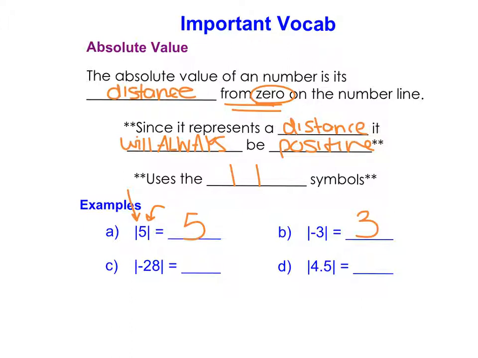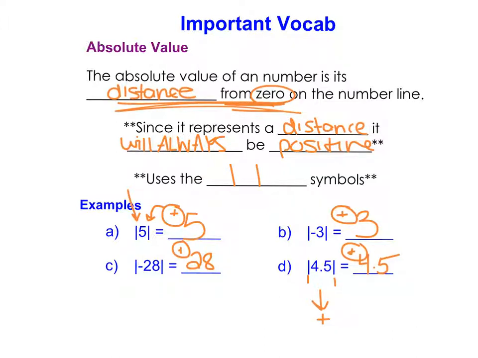It is distance from 0. Letter C, we have the absolute value of -28. That is 28 units from 0, so it's a positive 28. And then in D, the absolute value of 4.5. It is 4.5 units from 0, so the answer is a positive 4.5. Notice every single one of these answers is positive, because anything coming out of these absolute value brackets will be a positive value once the absolute value is evaluated. So that's something we have to keep in the back of our mind. Absolute value is distance from 0.